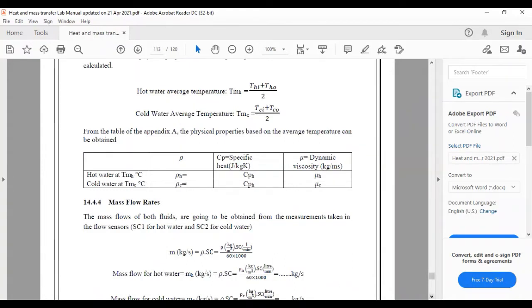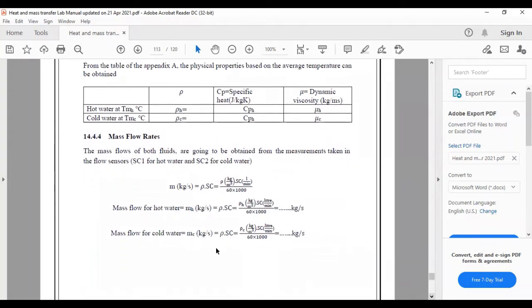The next stage is to calculate the mass flow rate of hot water and cold water. For mass flow rate, the formula is to multiply the density with the volume flow rate. This volume flow rate we will measure from the experiment. It is denoted by SC. We will put these values here and divide them by 60,000 to convert the mass flow rate into kilograms per second, just to change its unit. So we will calculate the mass flow rate of hot water and cold water in kilograms per second from here.